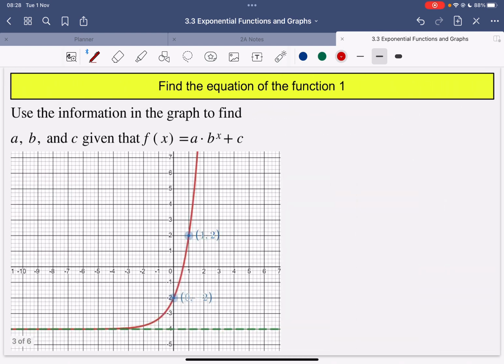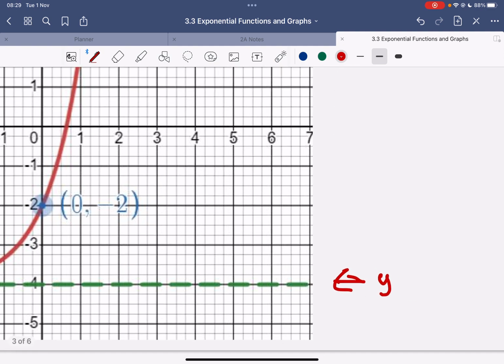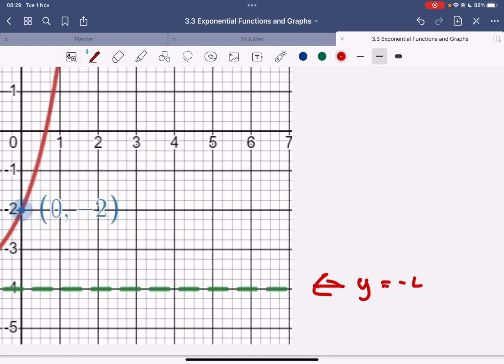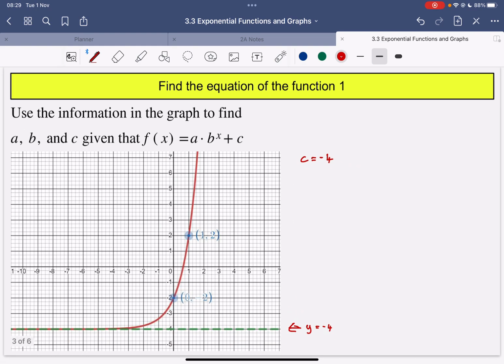Okay, let's start looking at a question here. I've got to find A, B, and C, and I've actually got 3 points of information on this graph. I've got this asymptote here, and this asymptote here is y equals -4. And I can tell you straight away that C is equal to -4. That's the first one, because we should have noticed that normally before I do any adjustments, the asymptote is at y equals 0. The C brings that down, -4.